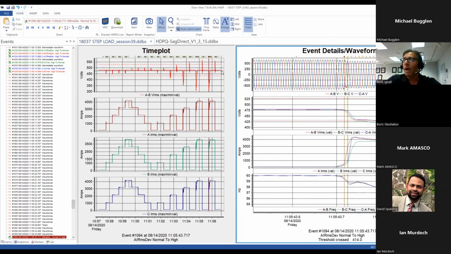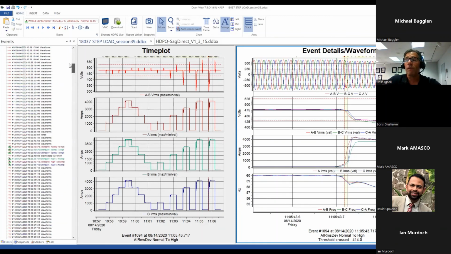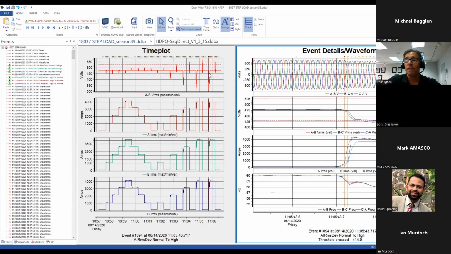So this is DranView. For those of you who are unfamiliar with DranView, there are tutorials on the website under the webcast page in the support tab that give you some of the information on how to navigate it. Basically on the left here, these are events recorded by the power monitor. This is a historical plot of the entire power survey, and the rightmost pane shows the event details of any events selected over here. Very important to this type of application is looking at the impact on the voltage, the current, and the frequency at each one of these step load changes.